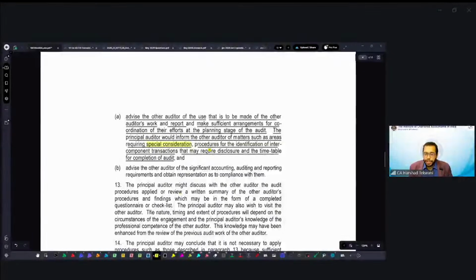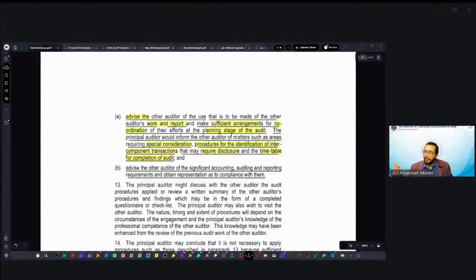Okay. Procedures for the identification of the intercomponent transactions, disclosures that I may require, additional disclosures, and the timetable for the completion of the audit. Okay. Sufficient arrangement for coordination at the planning stage, advise how the work and report will be used, plus advise the other auditor of the significant accounting policies, auditing and reporting requirements, like obtaining representation to comply with them.